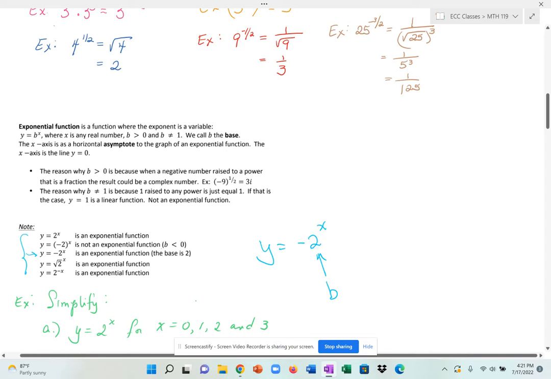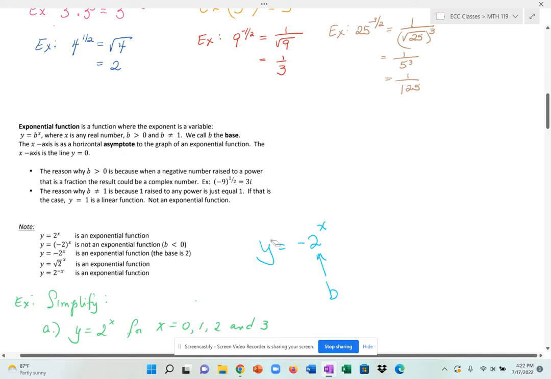The square root of 2 to the x is also exponential. Your base is positive and it's not equal to 1. And 2 to the negative x, this is also an exponential function. Remember, your exponent can be anything, positive, negative, or 0. And this is the same as 1/2 to the x. 1/2 is definitely a positive number and it is definitely not equal to 1. So that is also exponential. So they are all exponential except for the second example.